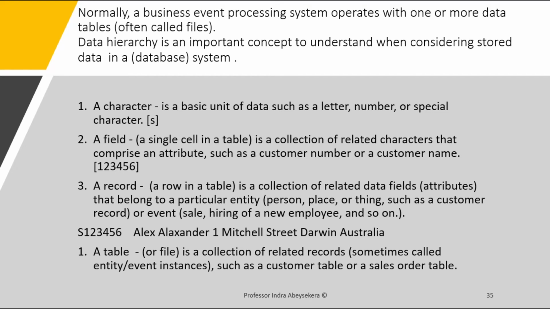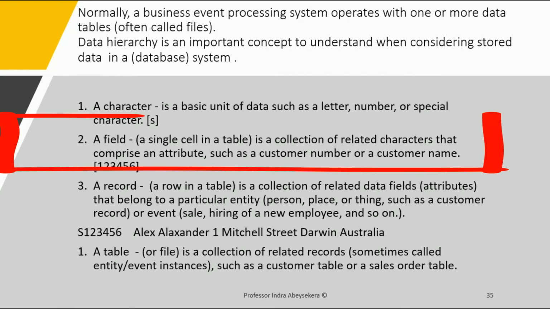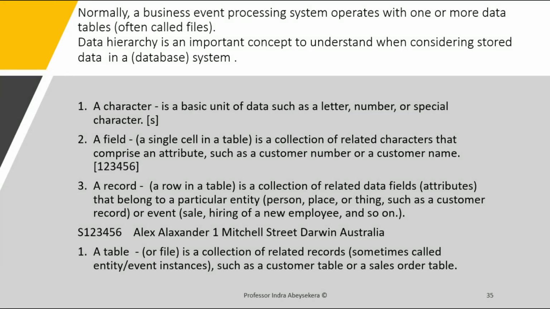It's called a character, a basic unit of data. It could be a letter, number, or a special character. Then there is a field in the data table that collects the related characters comprising an attribute, such as a number given to a customer. It could be 1, 2, 3, 4, 5, 6. That's the customer identification number or student identification number.